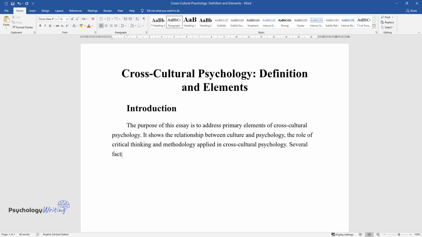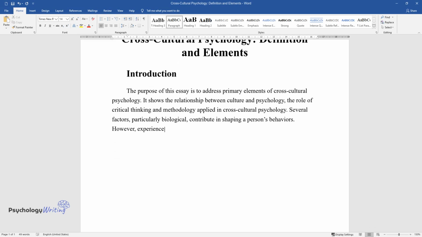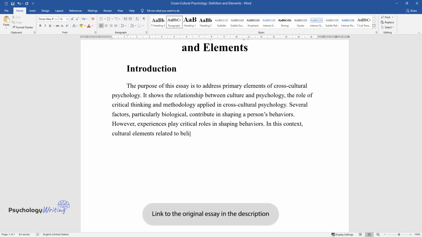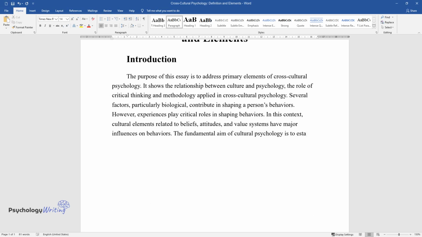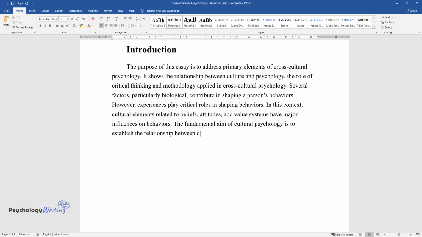Several factors, particularly biological, contribute in shaping a person's behaviors. However, experiences play critical roles in shaping behaviors. In this context, cultural elements related to beliefs, attitudes, and value systems have major influences on behaviors. The fundamental aim of cultural psychology is to establish the relationship between cultural attributes and individuals' behaviors.